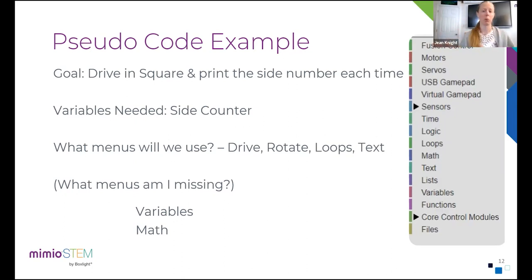And maybe that's all they come up with at first, but I've given you a hint here that when I did my first pseudocode and started to read through it, I realized I missed some. I missed that I would need the menu of variables. That's where I'm going to set that variable. And I missed math, which is how I would get the numbers to set the variable.